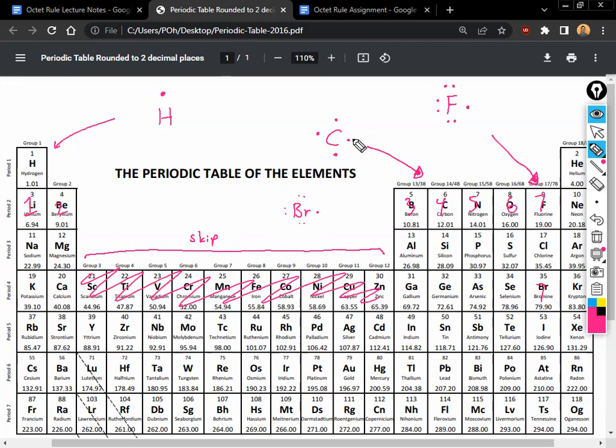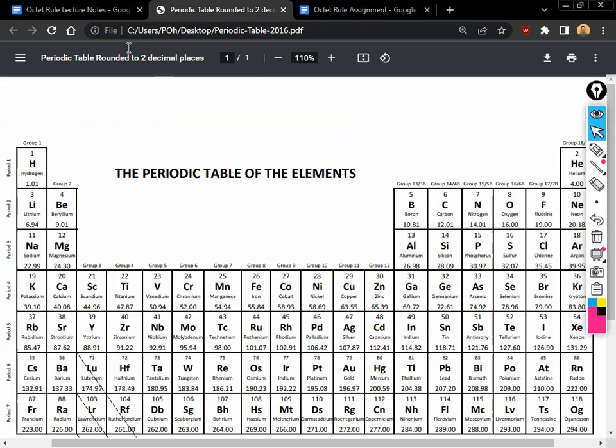Okay. So that part's pretty easy, but now we're going to start combining these atoms together. Last time we just drew pictures of single atoms, but now we're going to do molecules, where you start combining these atoms together, okay?